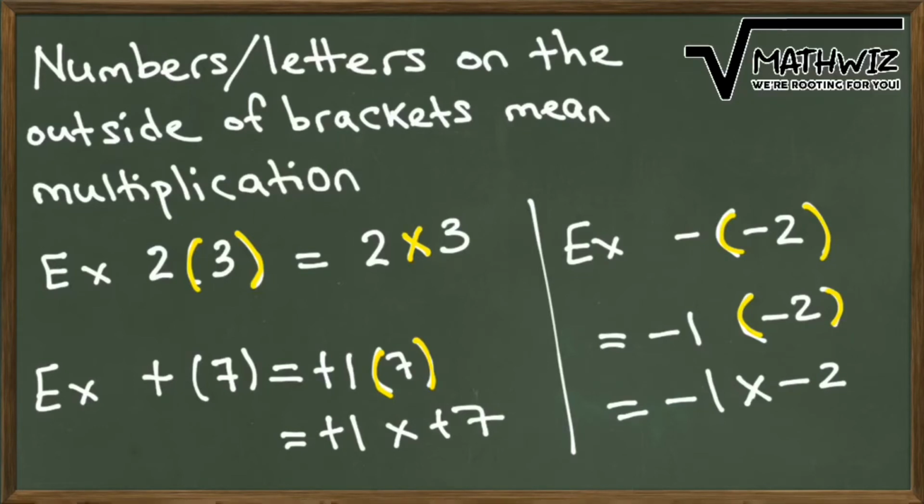So the plus, we change it to plus 1. And then that made it look like a part 2 question. And we know that numbers on the outside of the bracket, we simply change it to multiplication. This minus really became minus 1, right?